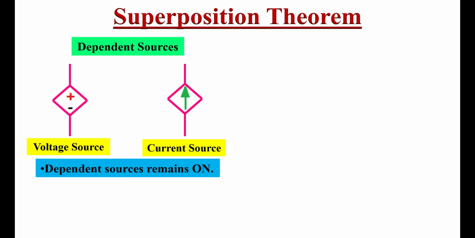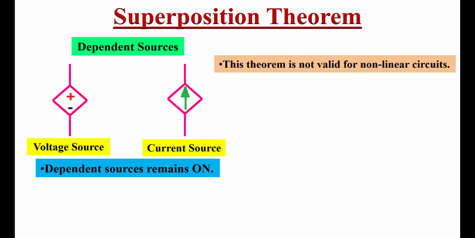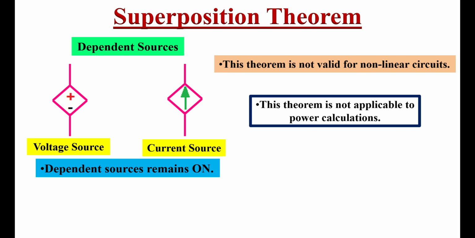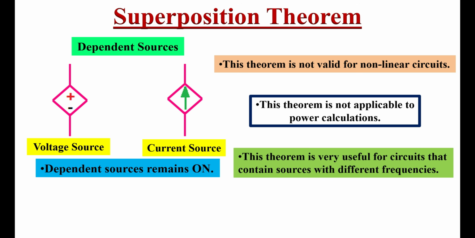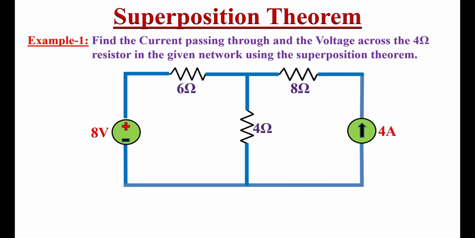Here are some critical don'ts. First one, this theorem is not valid for nonlinear circuits. Second one, it is not applicable for power calculations because power is nonlinear: P is equal to I squared R. Third one, however, it is incredibly useful for circuits that contain sources with different frequencies, allowing you to solve for each one independently. Let's put everything we have learned into practice with an example.